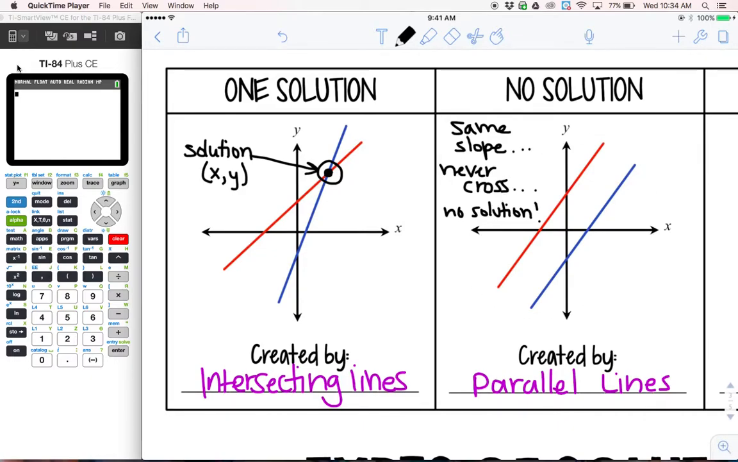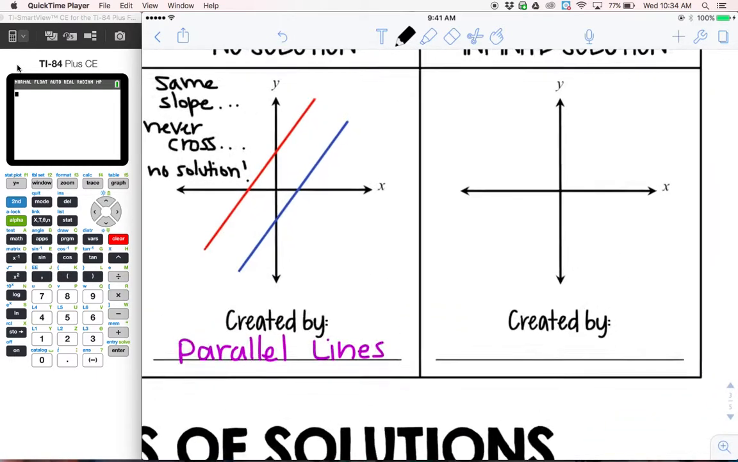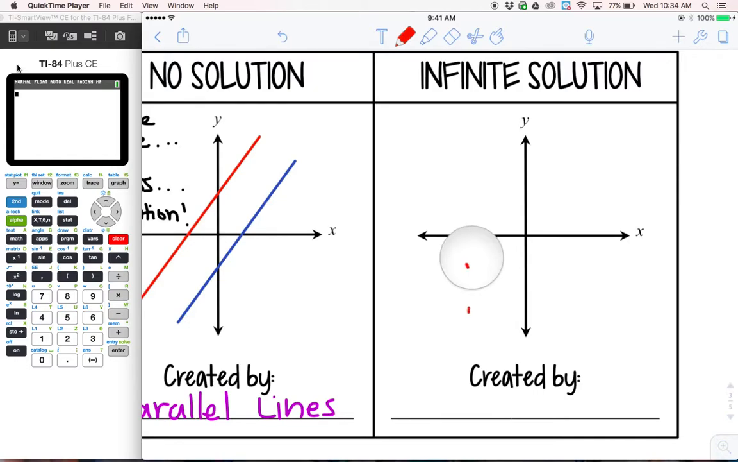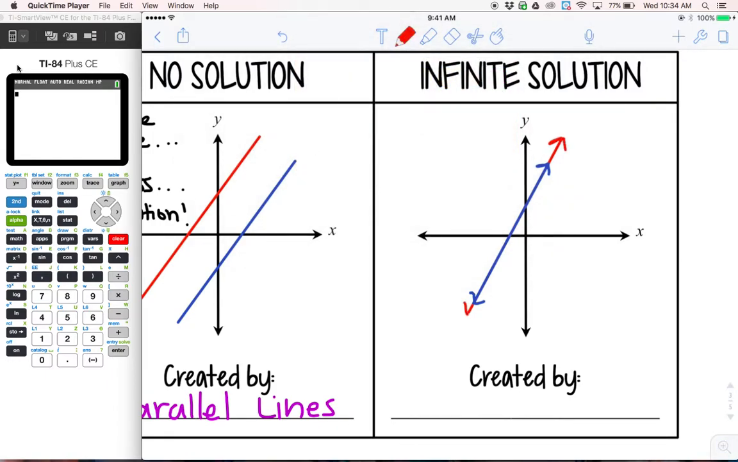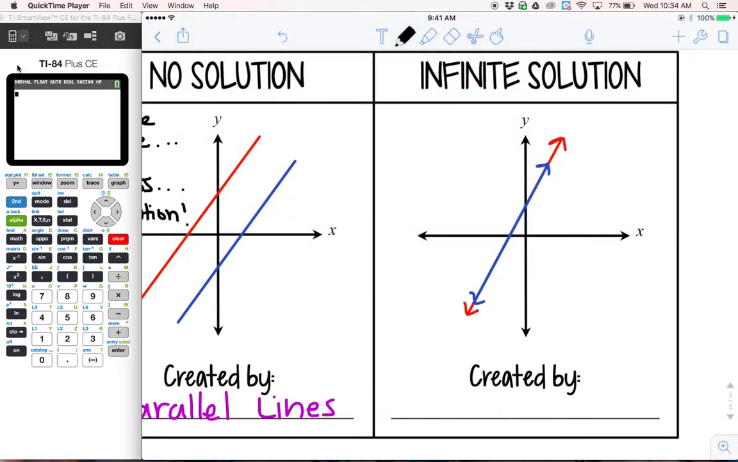Or the last option here is, okay, there's a possibility for infinite solutions. Well, how does that happen? I'm going to draw this one first. So what if I have a line, and it's right here, or wherever, and I graph my second line, and as I graph it, I realize, oh my goodness, look, this is actually on top of that first line. Can you guys see the blue overlapping the red?